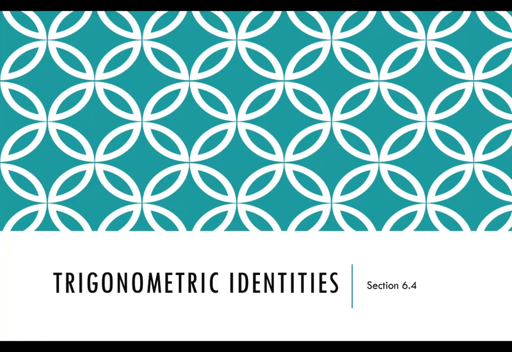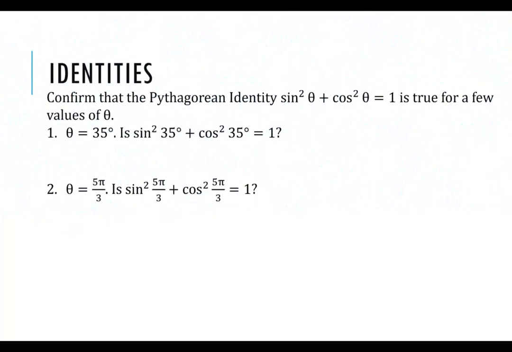Section 6.4, Trigonometric Identities. So remember that we have these things called identities, and we've learned a couple of them. And so let's think about this Pythagorean identity, sine squared of theta plus cosine squared of theta is equal to 1. And so what I want you to do is grab your calculator and confirm that these statements are true.